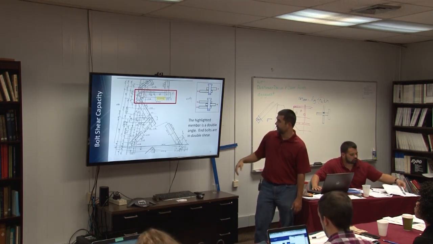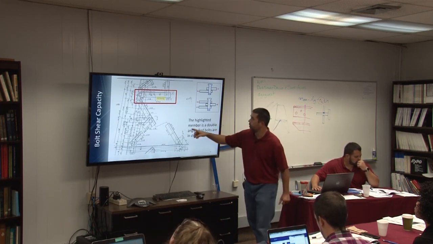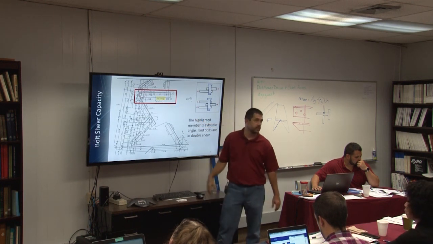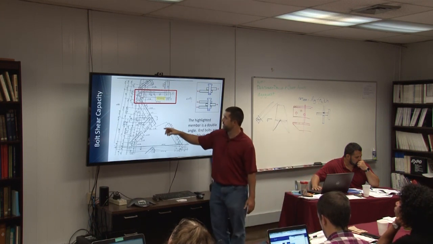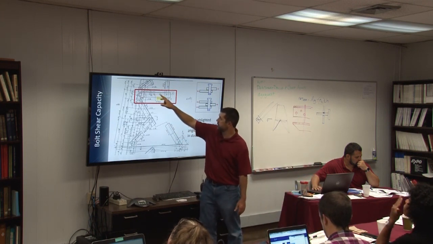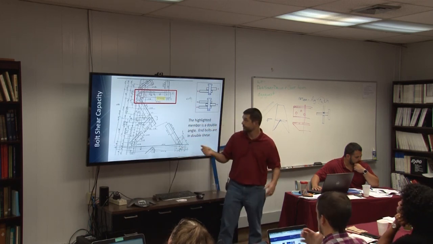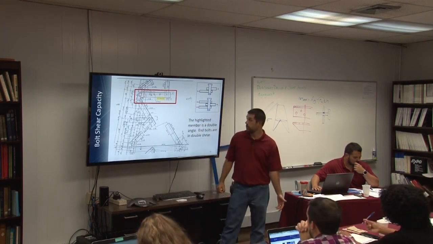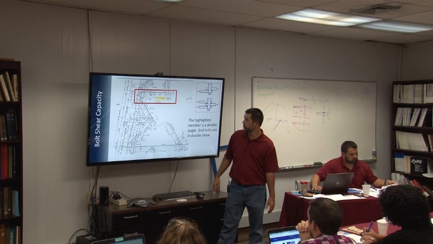Here's an example, and I think I showed this one earlier. The highlighted member is a double angle. I can tell that a couple of ways. You see 2 L's, 3 by 3 by 3/16, so it's a double angle. And the other is that you see these stitch bolts. Double angles will be bolted together along their length. We call them stitch bolts, and you can see that they're detailed here. That dotted thing is there's usually a washer between each one, a 1/4 inch fill washer.